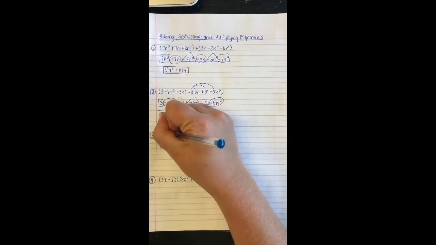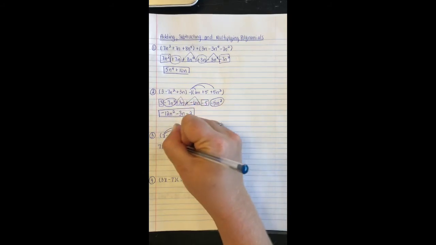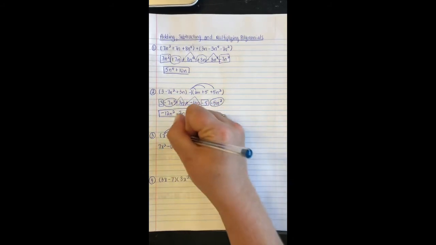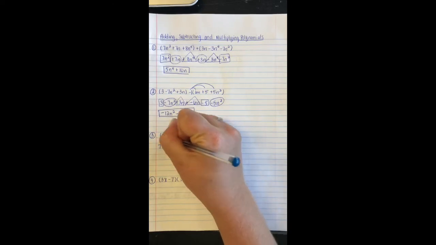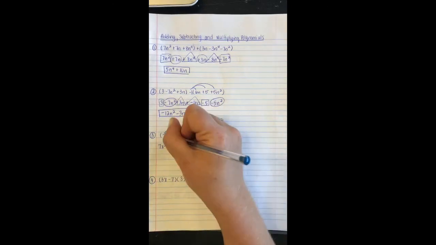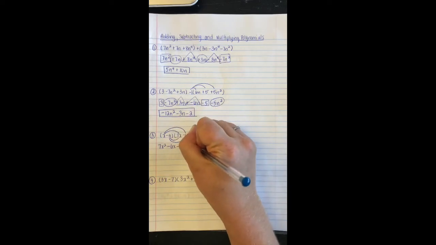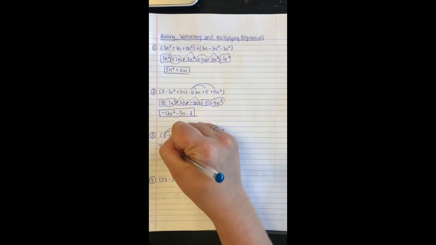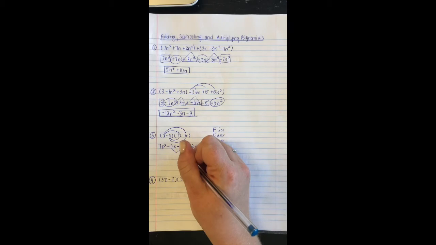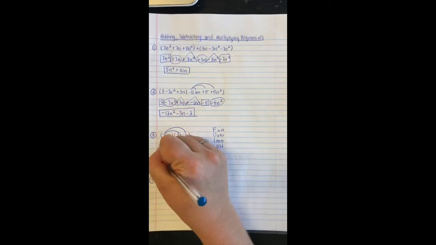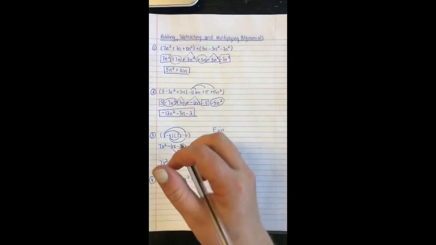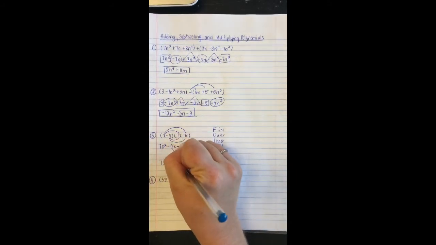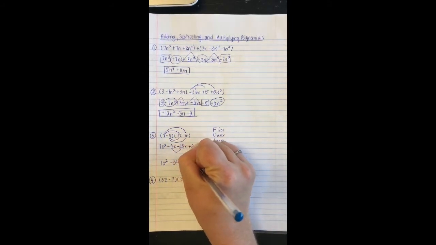Then I'd multiply my outer terms together. X times negative 6 is negative 6x. My inner terms, negative 4 times 7 is negative 28x. And my last terms, watch your signs, negative 4 times negative 6 is positive 24. I can combine like terms with the negative 6x and negative 28x, so I get 7x squared, negative 6 minus 28 is negative 34x, plus 24.